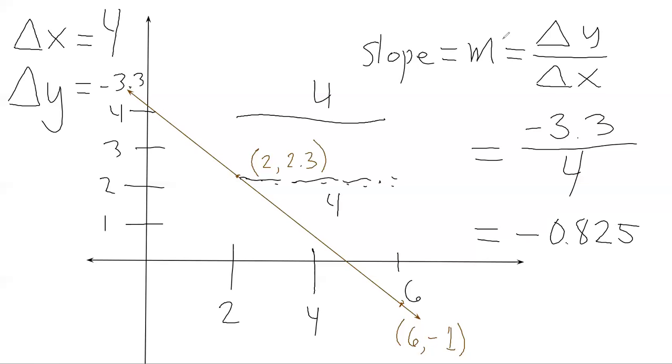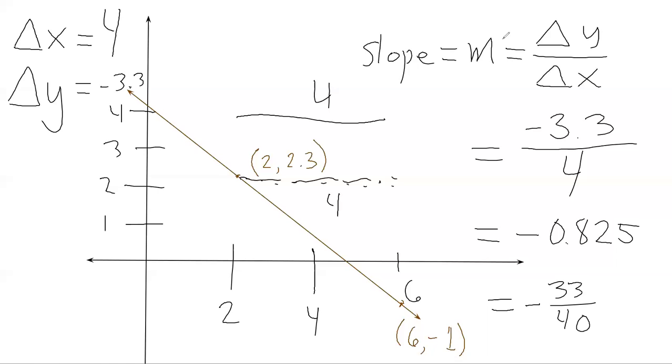Let me do a quick check of my mental math. Should be able to do this, but I've been wrong before. Yep, -0.825. Or, again, if you, for some reason, wanted to write this as a fraction in lowest terms, as a rational number, you could also write it as -33 over 40.